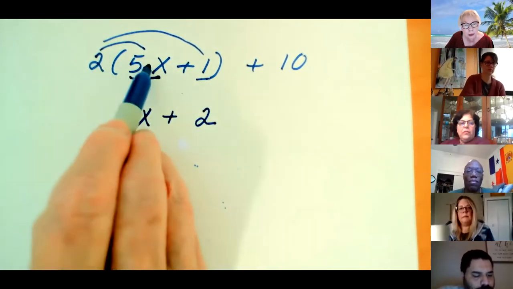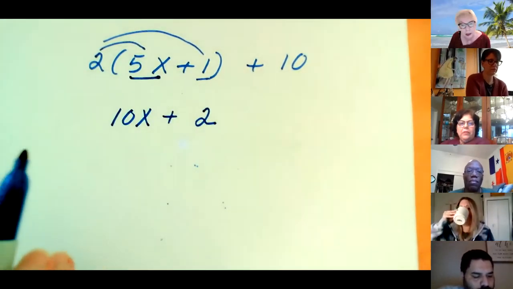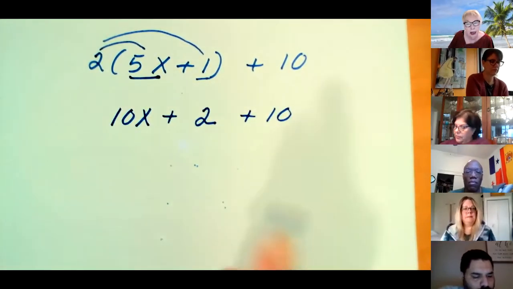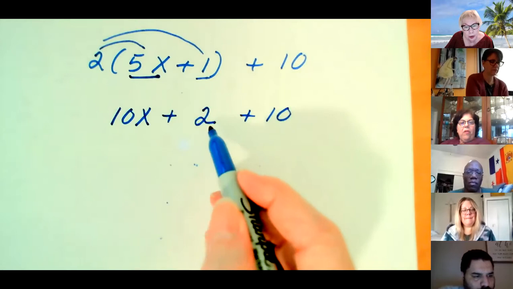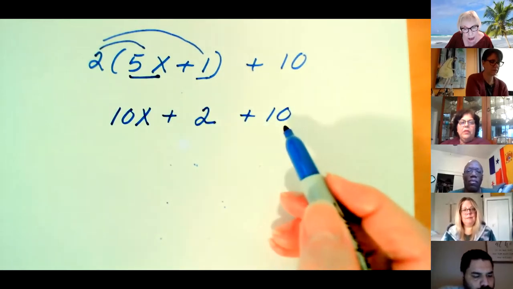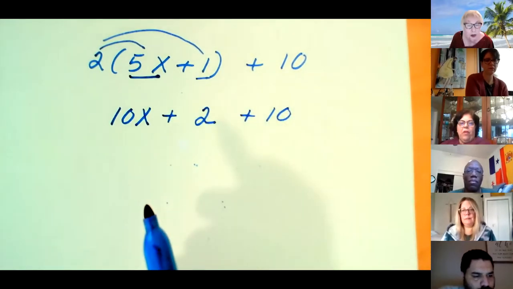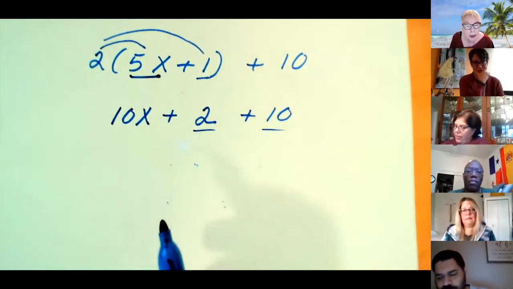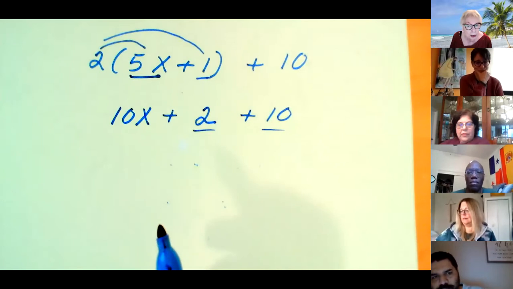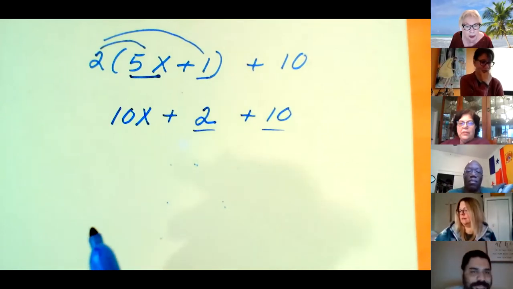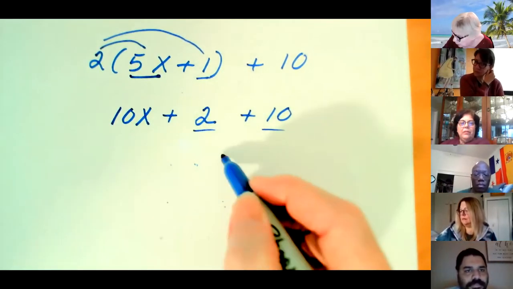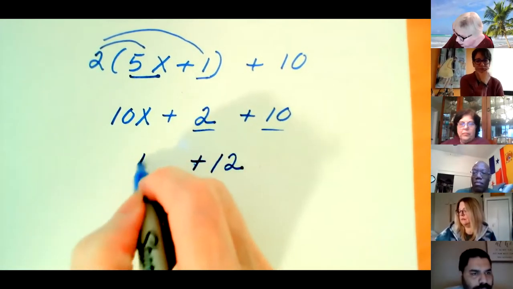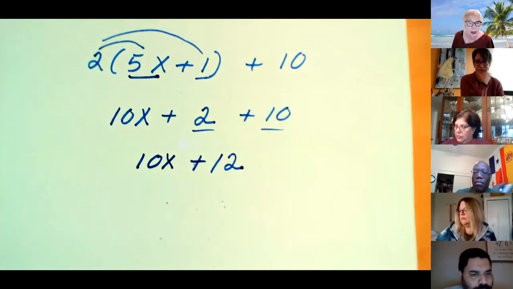And so you can always double check. Did we do that right? Yes, we did. But then there was a plus 10 added to it. And now I have 1, 2, 3 terms. If any of them are alike, you have to deal with it. And so this one and this one are in the same category. They're plain old numbers, no x's involved or any other letter. So this would be 12. It's plus 12, and the 10x is just copied down.